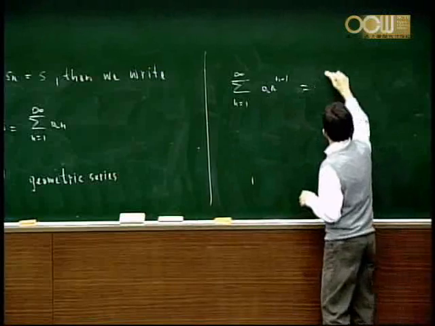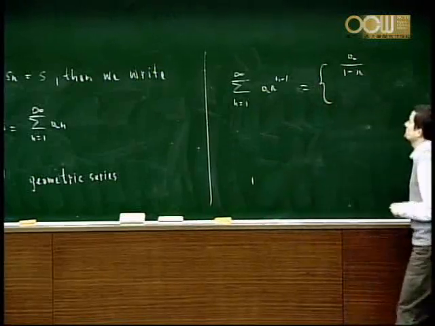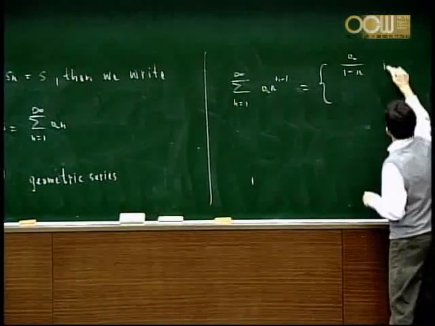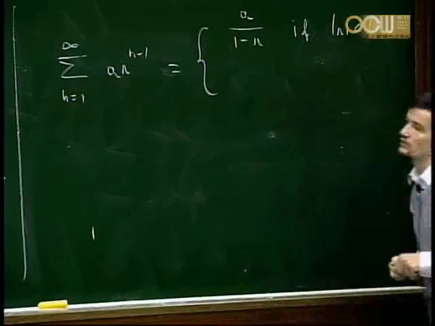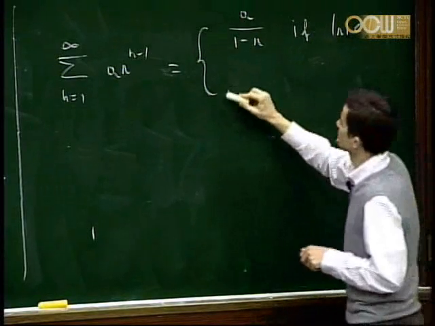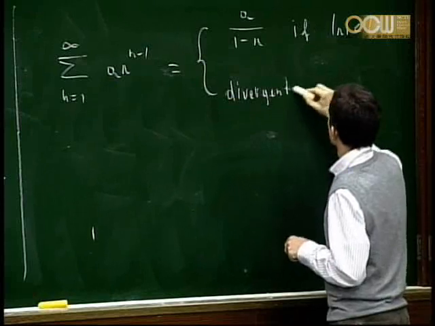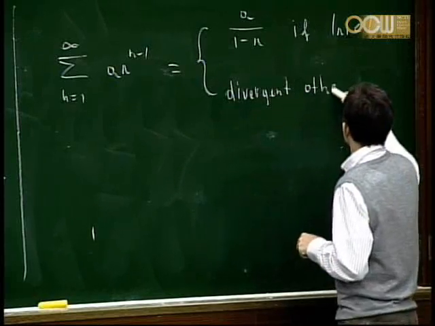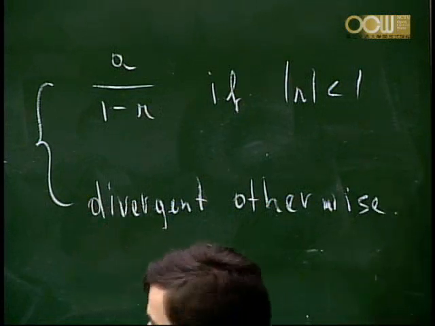So you know that you have this value and convergence if the absolute value of r is smaller than 1, and divergence in all other cases. Okay, it's easy to prove. You know this usual trick.